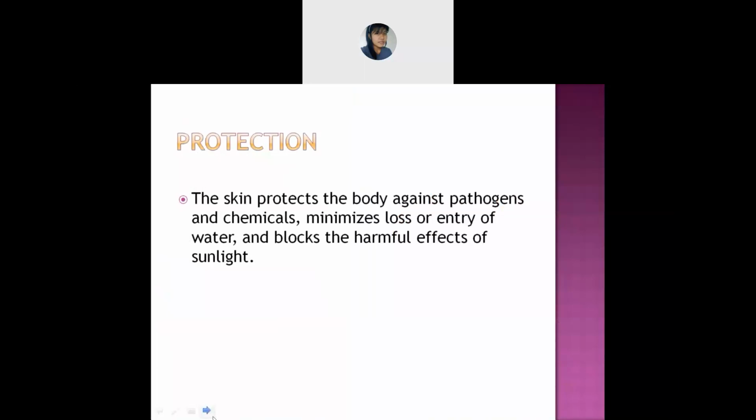Okay, next is protection. They also protect us from pathogens, which means the microorganisms that are harmful for our body. So they help us from that, and also from some chemicals, and minimize loss of energy. They also help us against UV rays, so that it won't be harmful for our skin. So they also help in protection from the UV rays, which come from the sunlight.